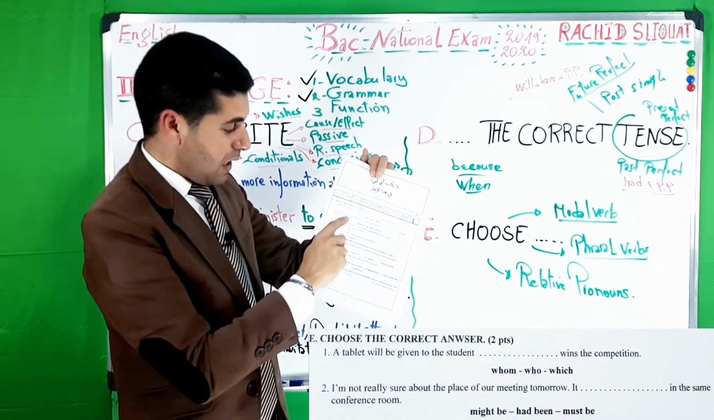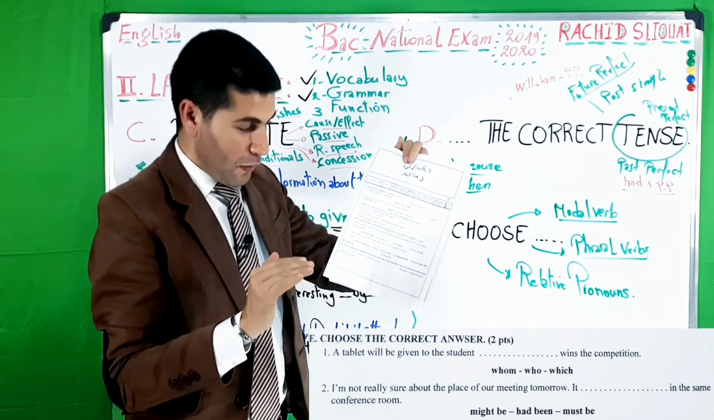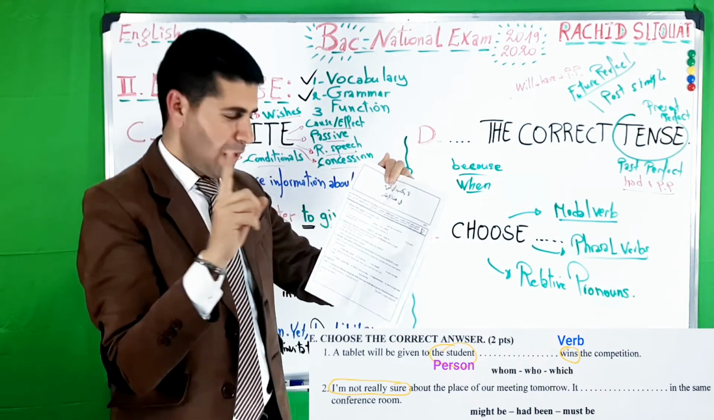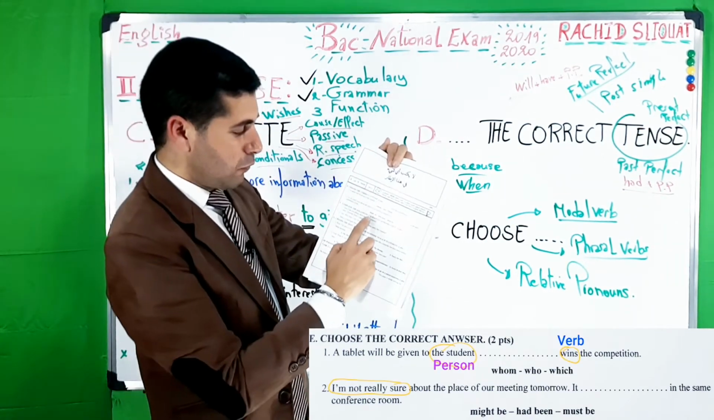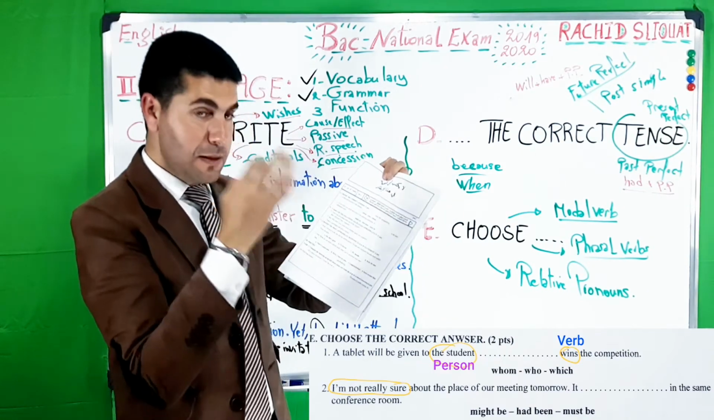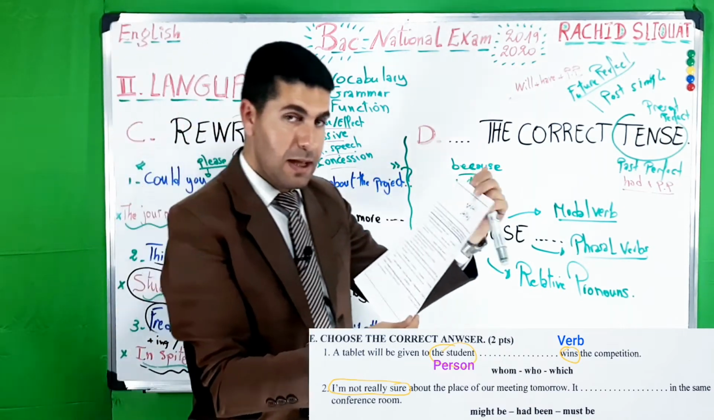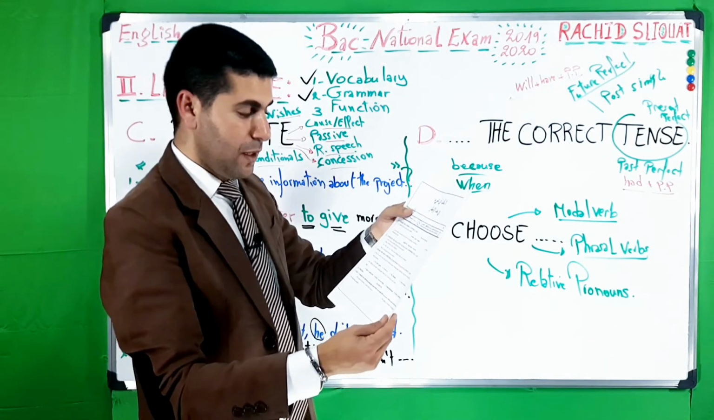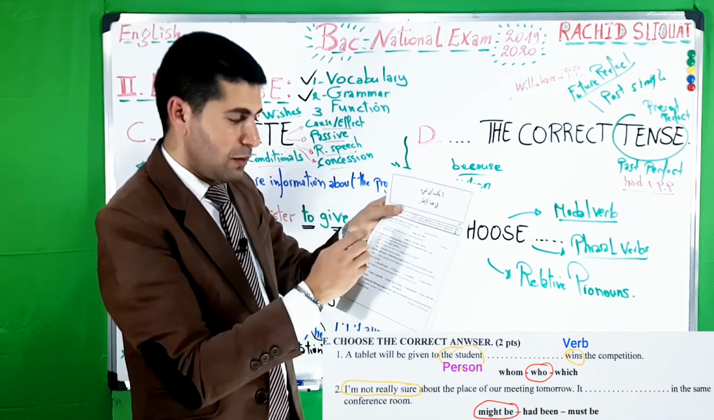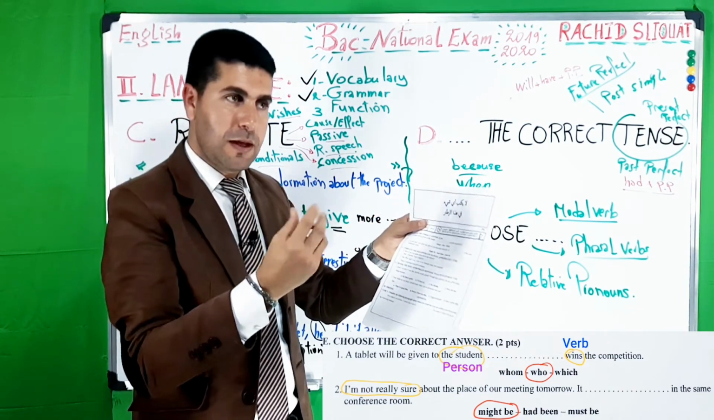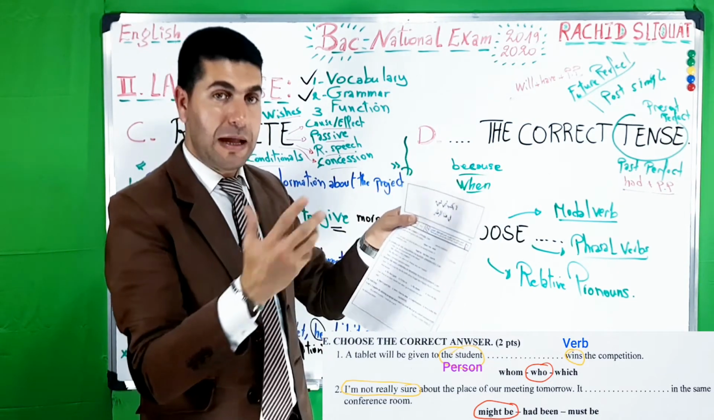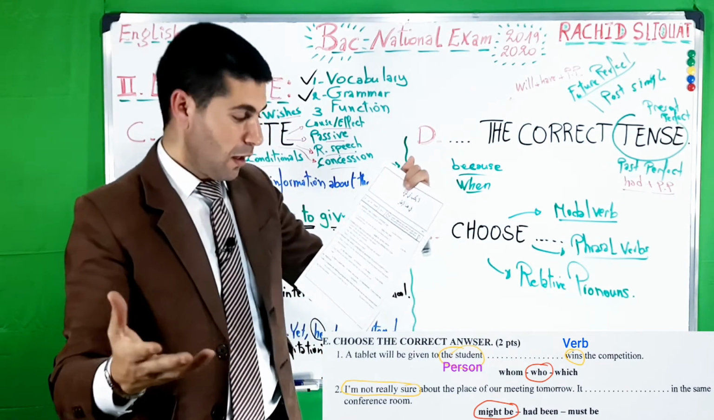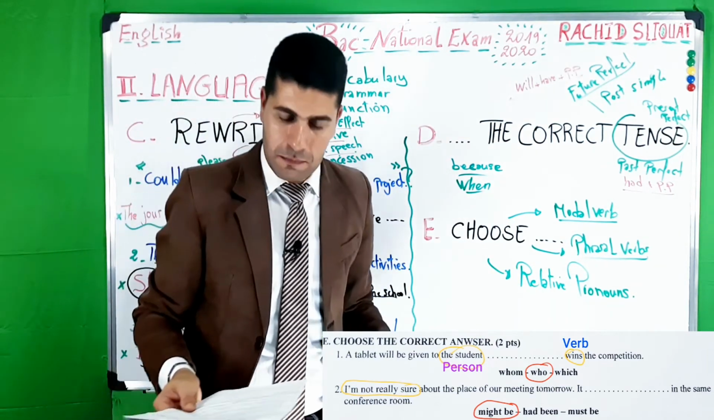Number 2: "I'm not really sure about the place of our meeting tomorrow. It's in the same conference room." I'm not really sure. So here you have to complete with might be, had been, or must be, and this is something to do with modal verbs. Here we have "I'm not sure," so the modal verb that has to do with uncertainty is "might." So we should say it might be in the same conference room.